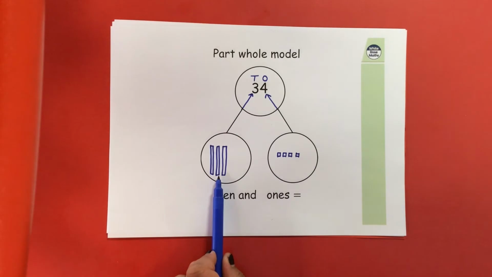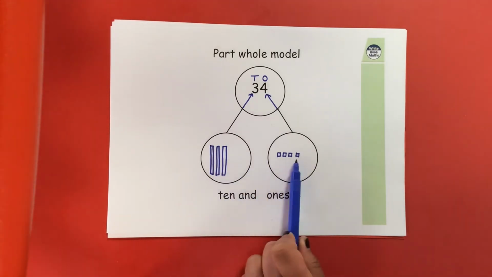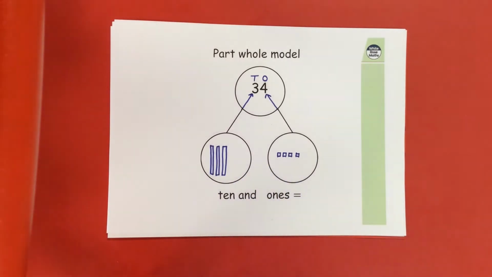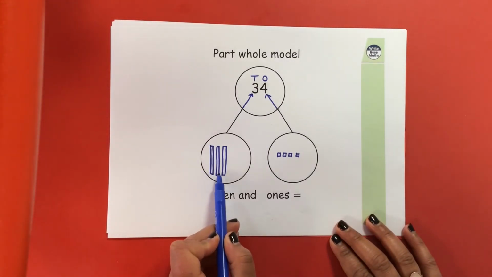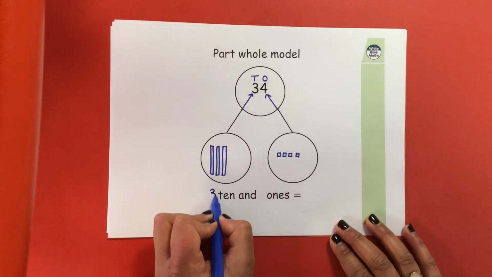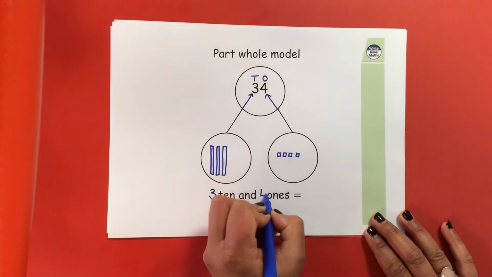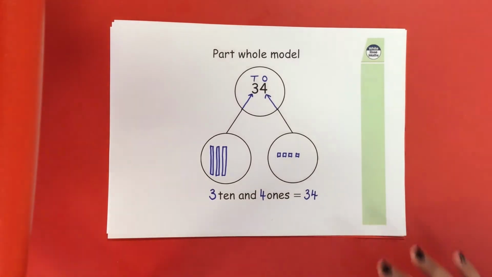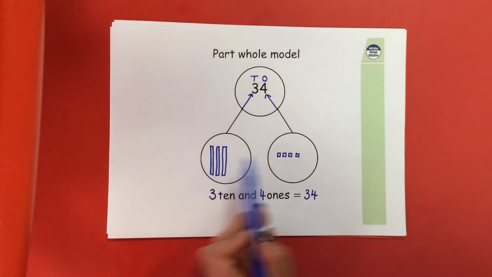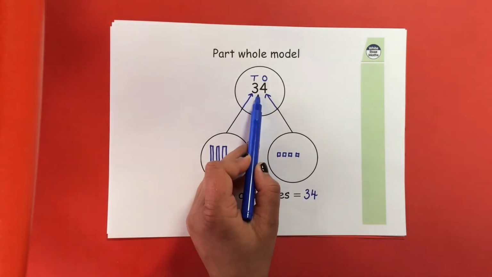Did you draw your tens looking taller than your ones? Just make sure that they look different in size. And then we can go ahead and fill out the missing spaces here. So we've got 3 tens and 1, 2, 3, 4 ones. And the total we made is 34. 10, 20, 30, 31, 32, 33, 34. And that was our number to start with.